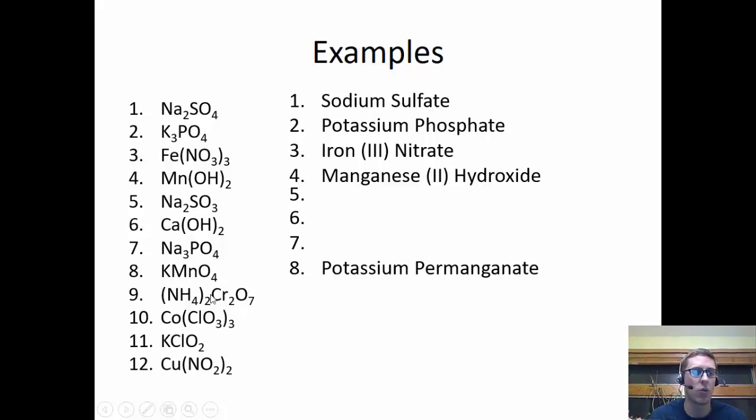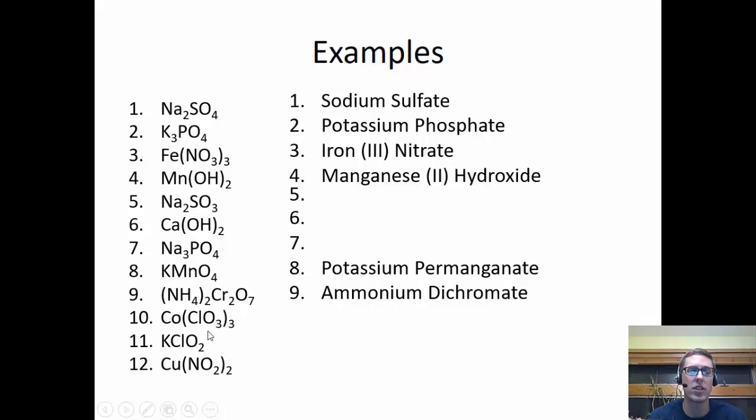Uh-oh, what about this guy? Wow, that looks crazy. Well, it's not tough at all. If you know NH4, just know this is ammonium, and you look again at the polyatomic ions, you see Cr2O7, oh, that's dichromate. So we're talking ammonium dichromate. That's it.